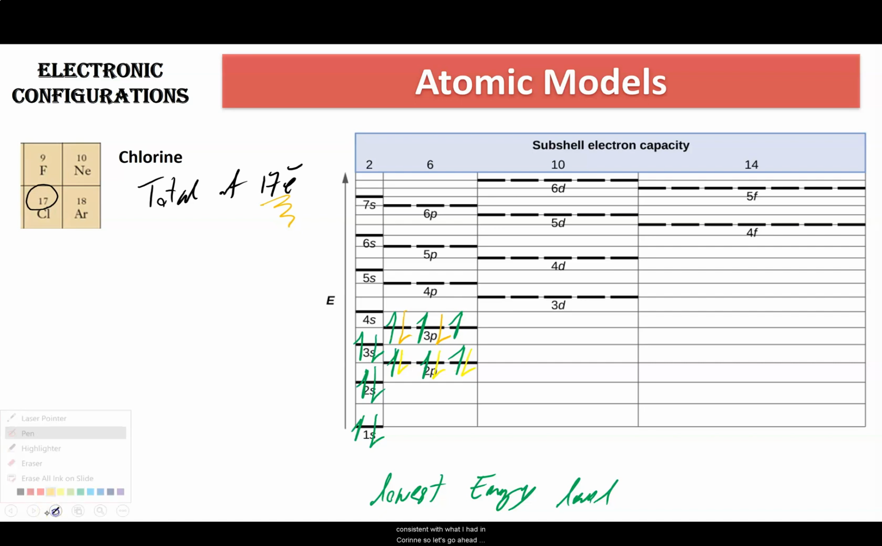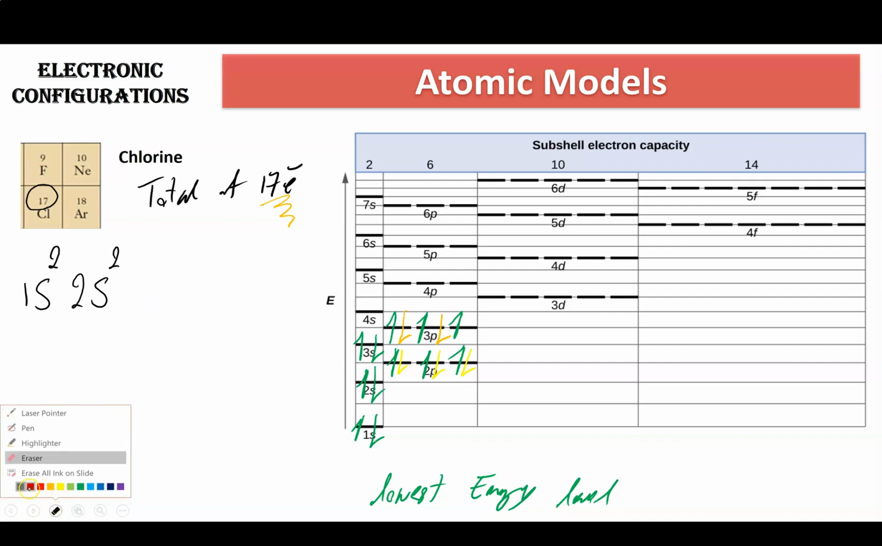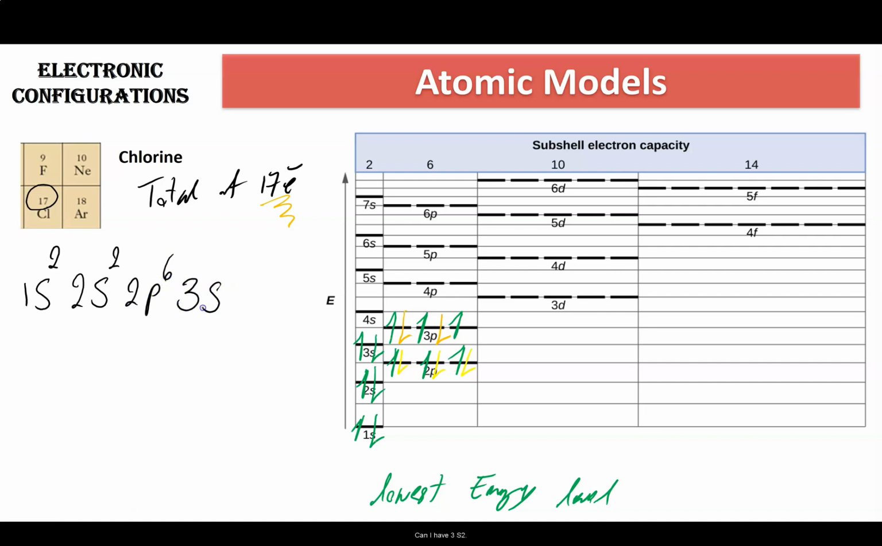So let's go ahead and write the electronic configuration for chlorine. I have 1s that I have 2 electrons in. Then I got 2s. Again, I got 2 electrons in. Then I have the 2p with 6 electrons. Then I have 3s2 and 3p5. That would be the electronic configuration of chlorine.